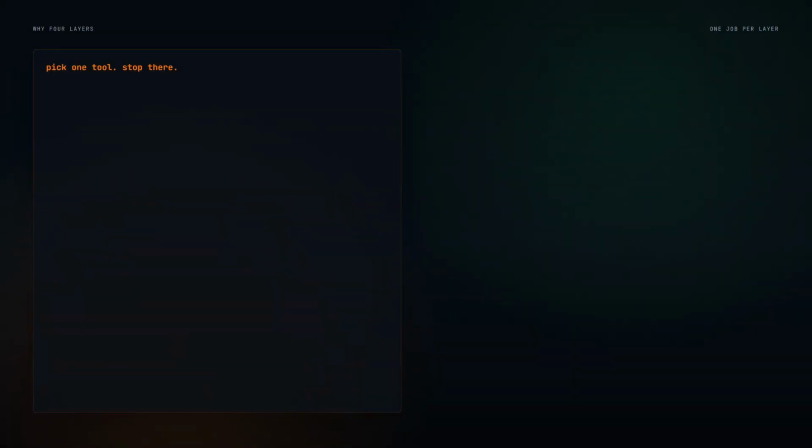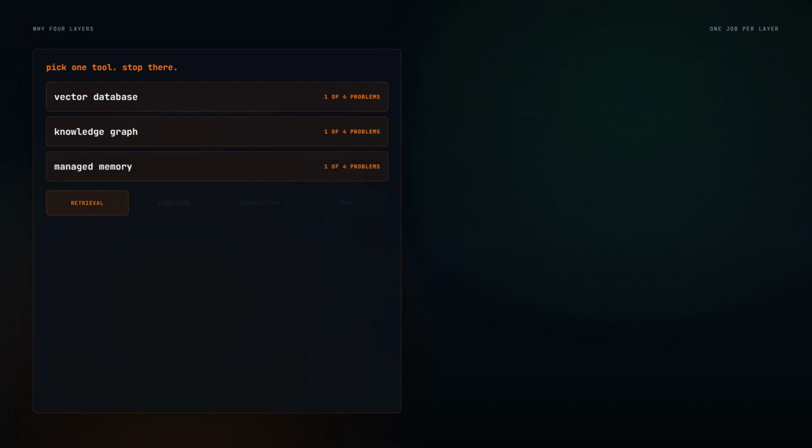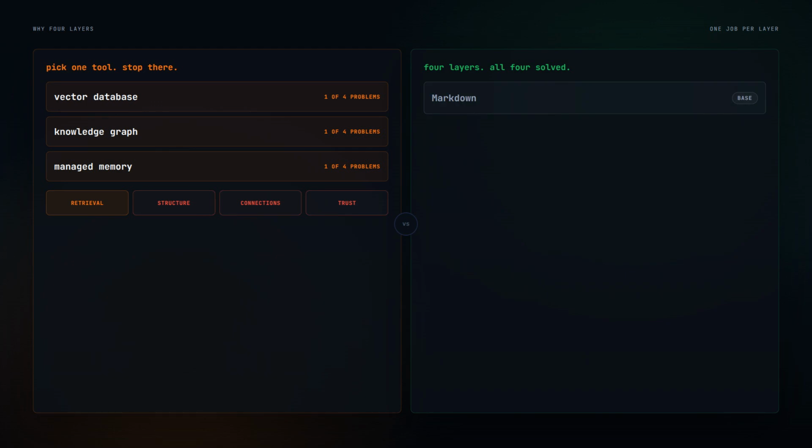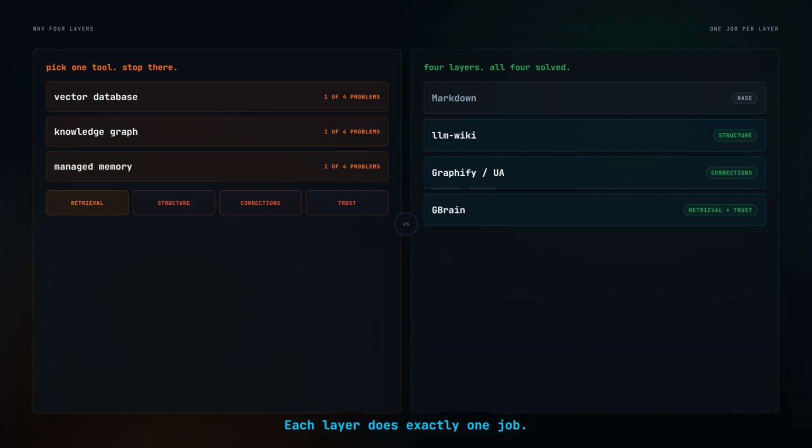Most setups pick one of these tools and stop there. A vector database, a knowledge graph, a managed memory service. Each one handles one failure mode and leaves the others open. The 4-layer stack is not more complex. Each layer does exactly one job. You add them in order and stop at whatever level your agent actually needs. When something goes wrong, you know exactly which layer to look at.